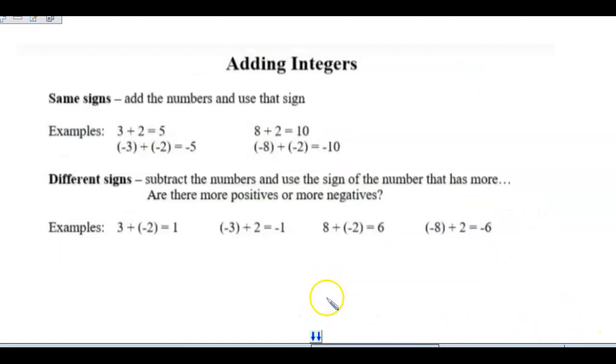So here's some examples. Same signs. We got 3 plus 2. They're both positive, so we're going to add them together. We're going to get positive 5. If they were both negative, I would have a negative 3 plus negative 2. Then 3 plus 2 is 5. These are negative. My answer is negative. Okay?